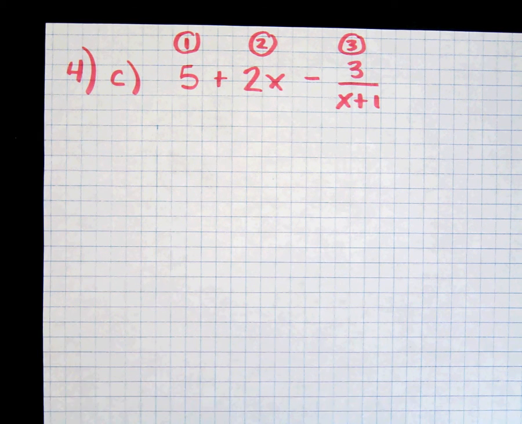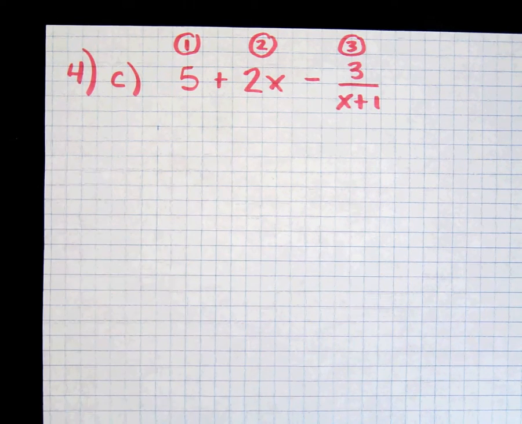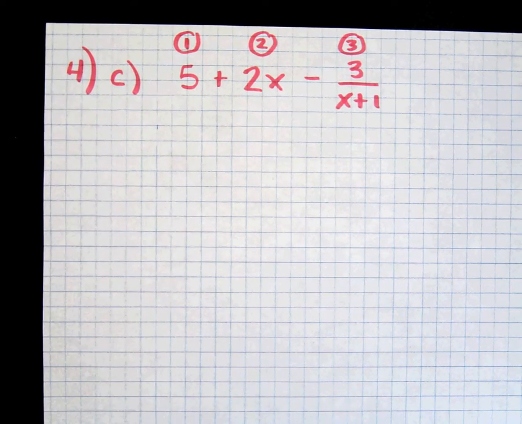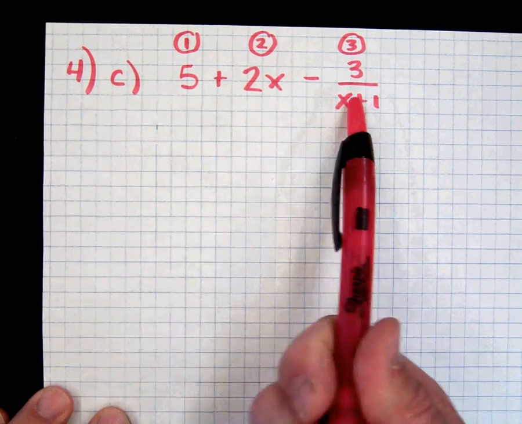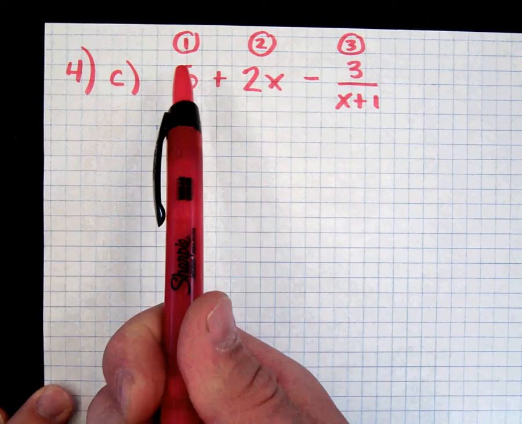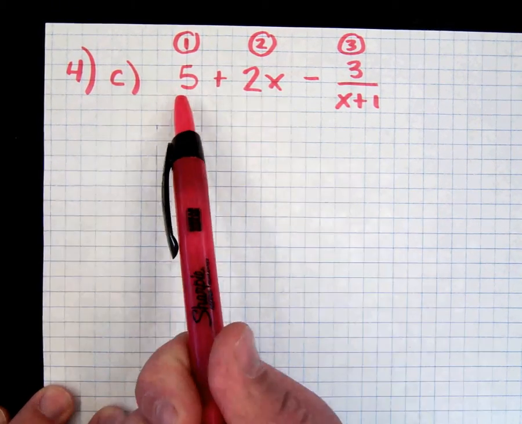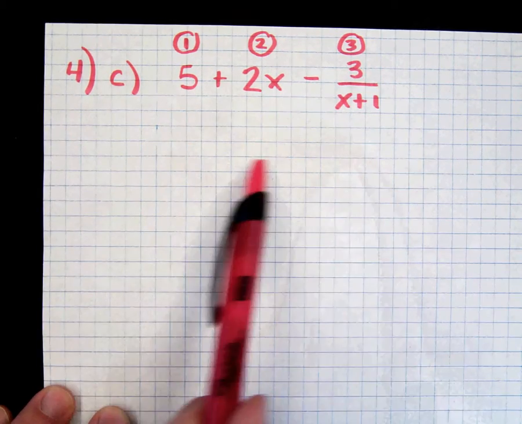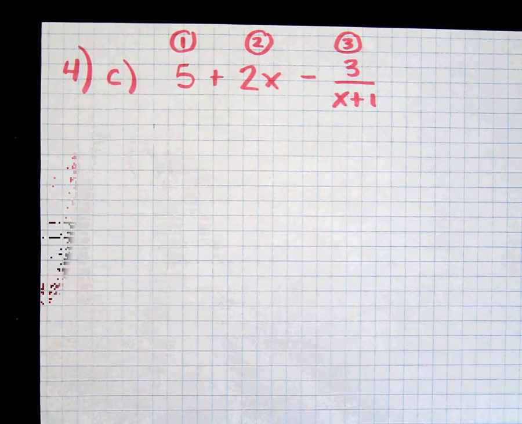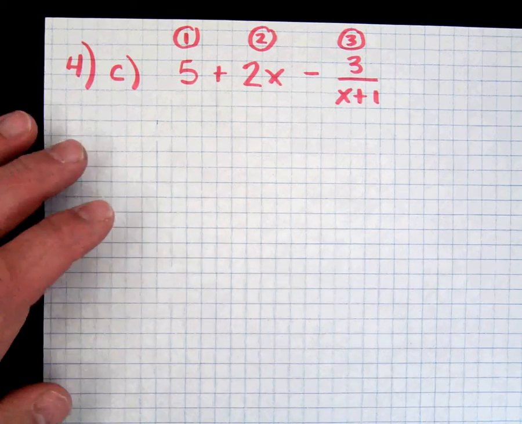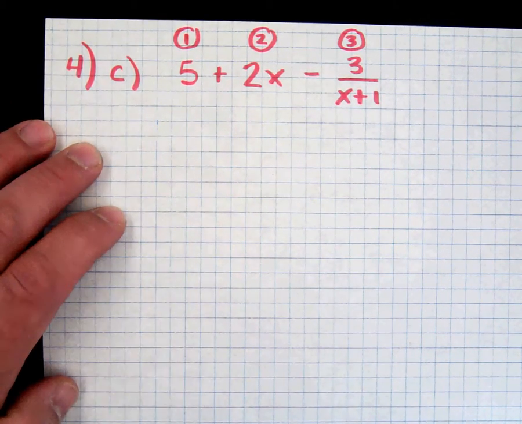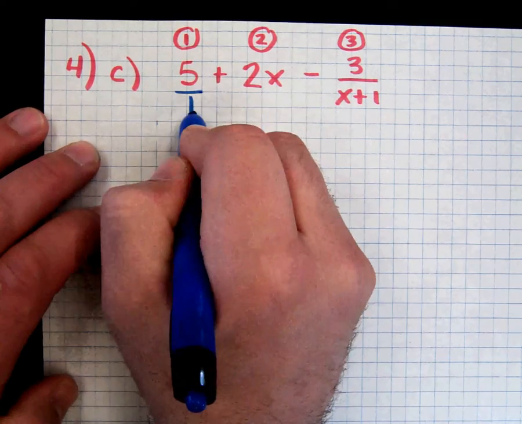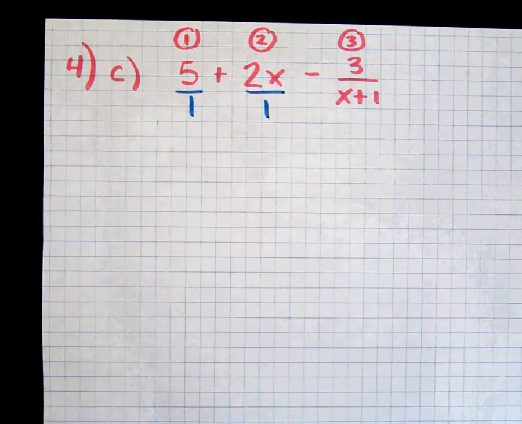So which term is different from the other 2? 3 is the most different. Why? Because it's a fraction and the other 2 aren't. The other 2 are kind of jealous of the fact that 3 is a fraction and they're not. So they want to be fractions. How do you turn them into fractions? Put a 1 under them. Great. So now they've become fractions.